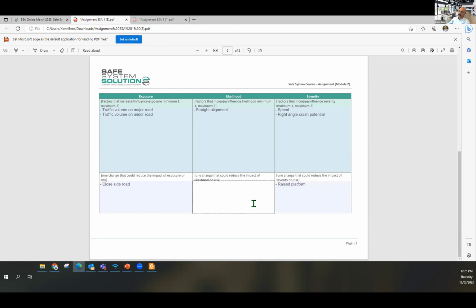The signals themselves are probably the ones that are influencing the likelihood of crashes. The speed limit reduction will influence the likelihood and severity of crashes. But you could do mast arms. You could do LED signal, whatever it is. Anyway, there you go. Assignment done. Submit.